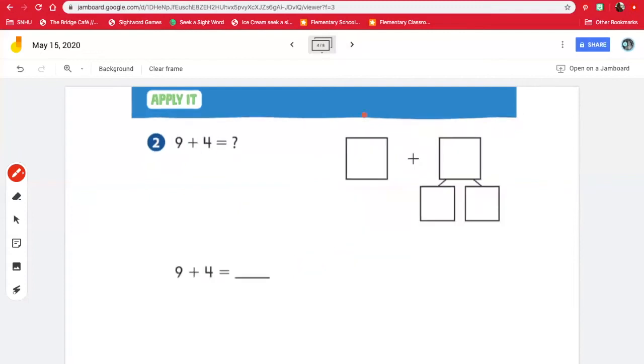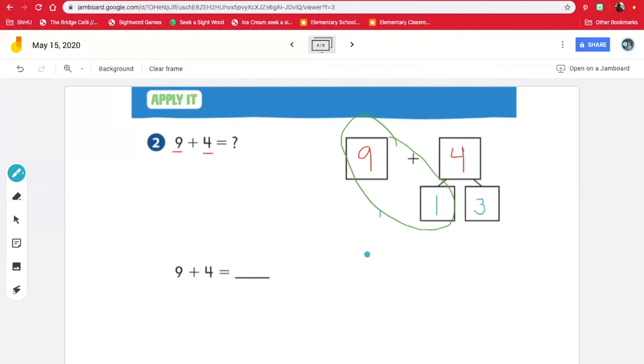Now I see a number bond. So I see a 9 and a 4. So I'm going to write those in the top boxes. We have a 9 and a 4. My next job is to make a 10. So there's only one way to make a 10 using the number 9, and that means this needs to be a 1. So what plus a 1 will equal 4? Well, if I count 1, 2, 3, 4. 1 and 3 make 4.